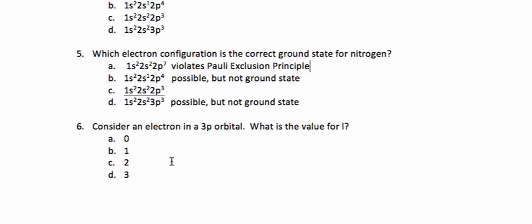Now getting down to the last multiple choice question: an electron in a 3p orbital, what's the value for L? So the key thing here is not the 3, it's the p, because p is the code that tells us what the value of L is. So right away, I'm going to go ahead and underline this. That's what tells us the value of L, and the code is s is equal to L equals 0, and p is equal to L equals 1. So that's just the SPDF code that you need to make sure you've learned.